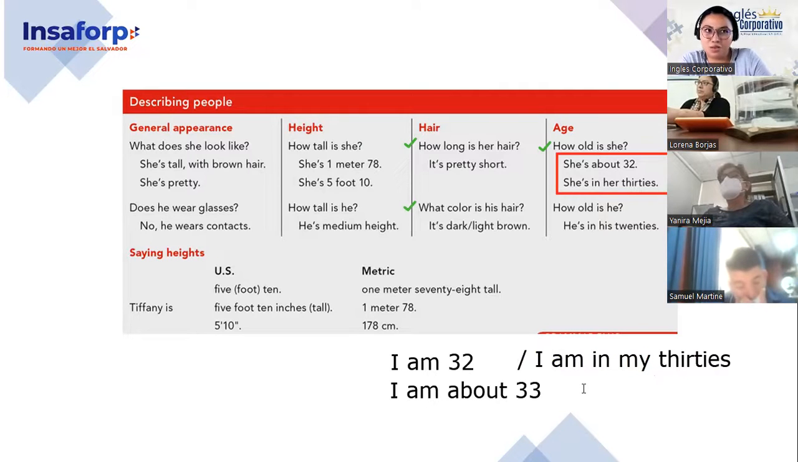Or probably we don't know. Ah, but I guess she is in her 20s. He is in his 30s. If we are not sure about this information, right? There we go.